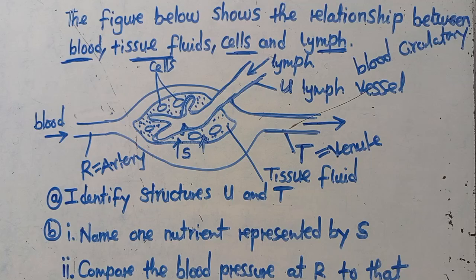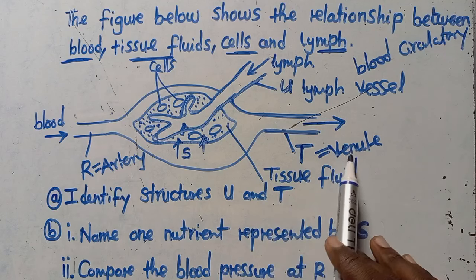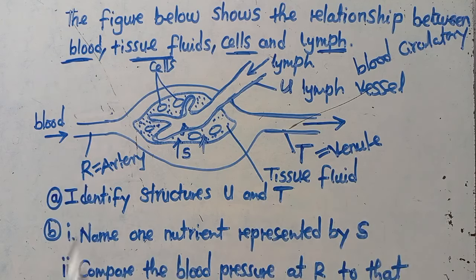So looking at this particular question, I think I've talked a lot. We've not yet answered some questions here. So structure U and T: U is lymph vessel, and T is a venule. If we were told to say what is R, those are arteries, so we can put artery. The S that is there, those are nutrients. Nutrients can be glucose, it can be oxygen, something that is diffusing out of the blood.